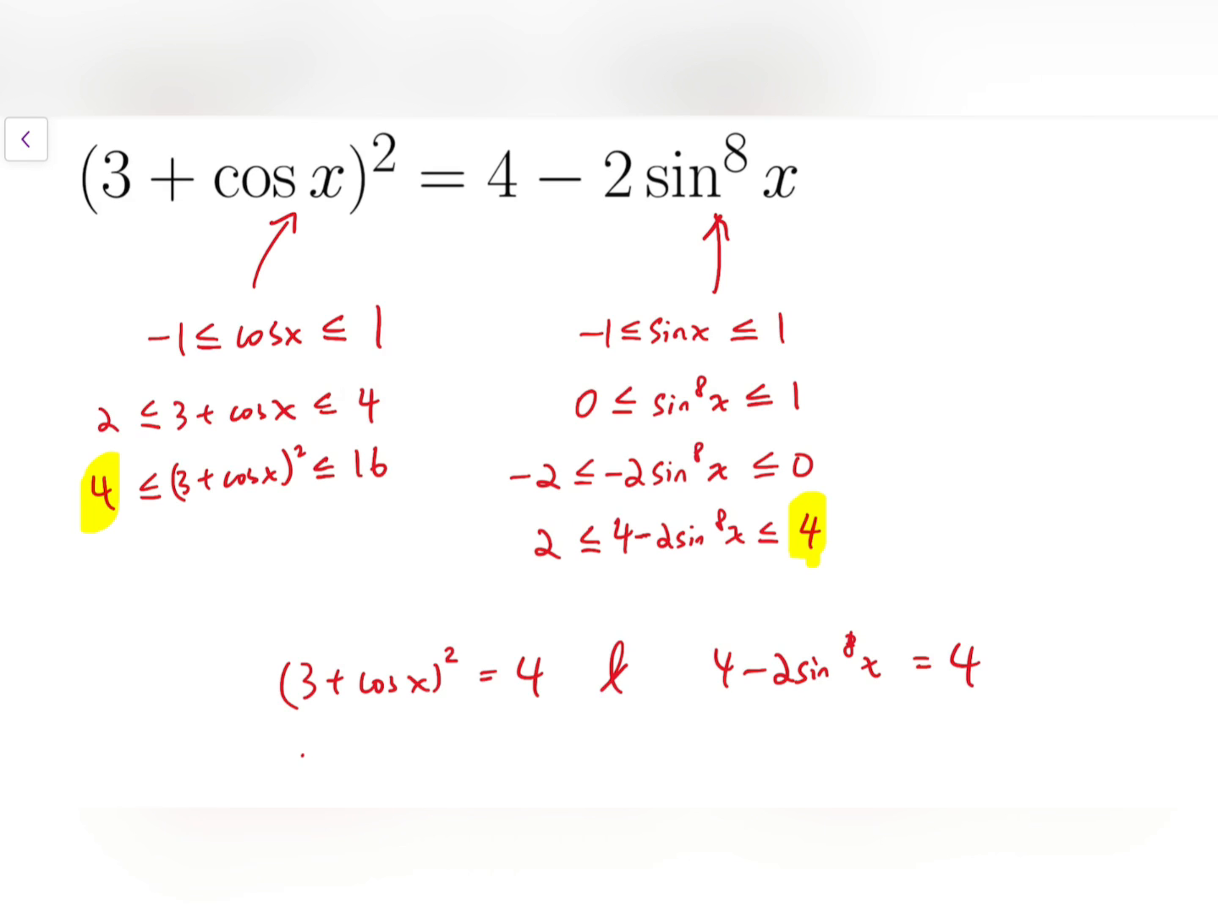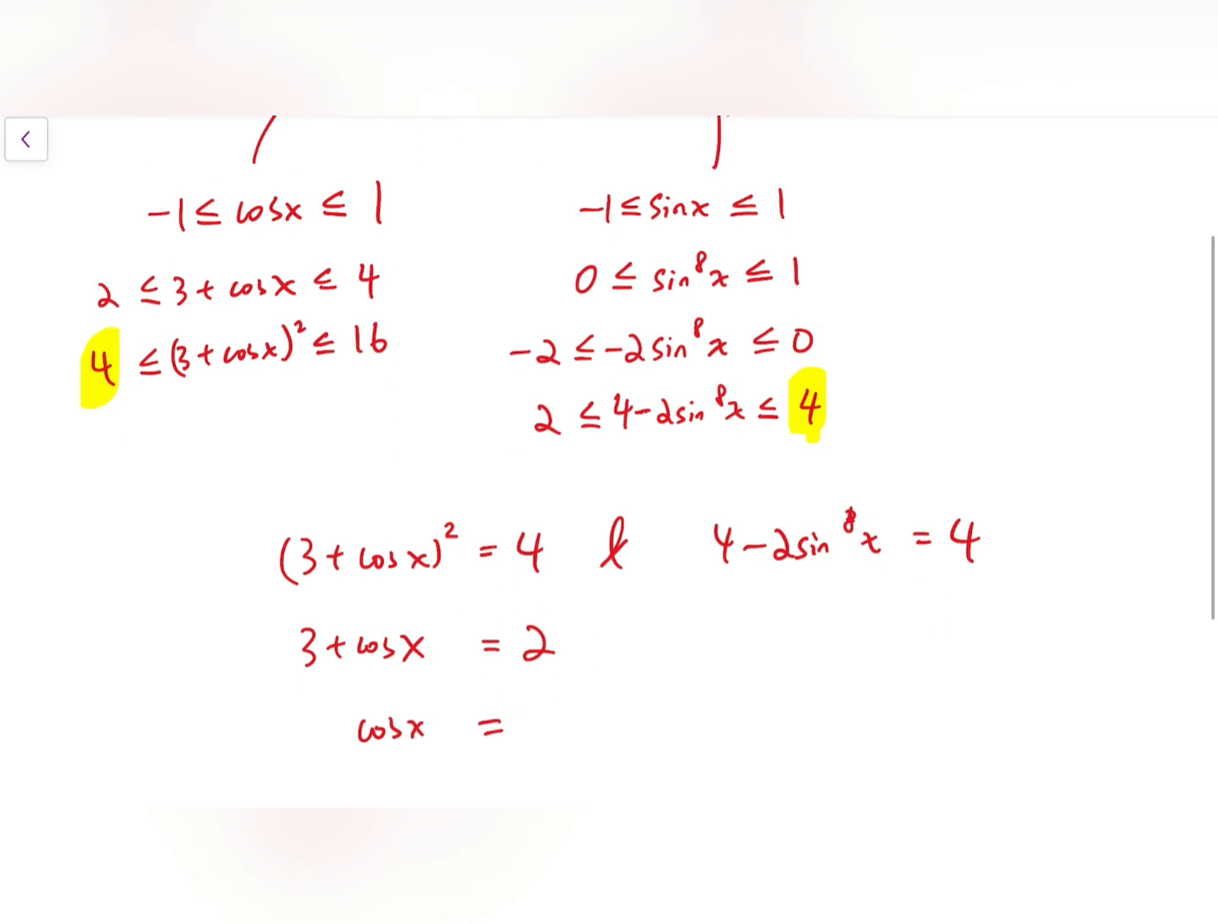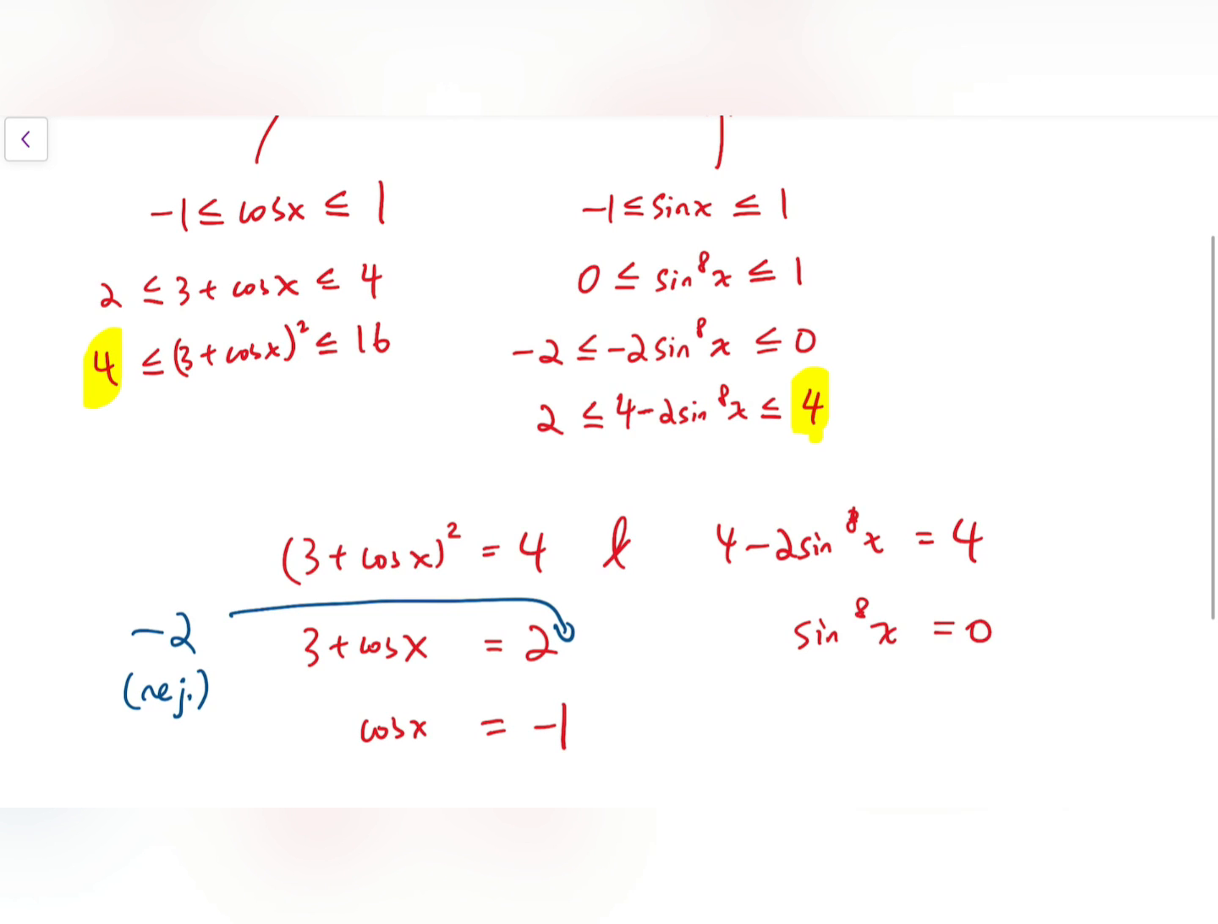And by solving them, since it's actually the lower bound, we know that 3 plus cos x has to be 2, in which cos x equals -1. Originally, there should be a -2 here, because -2 all squared is also 4. But apparently we have to reject, because in that case, cos x would be -5. While for the right side, we know that sin^8 x is equal to 0, and that means sin x equals 0.